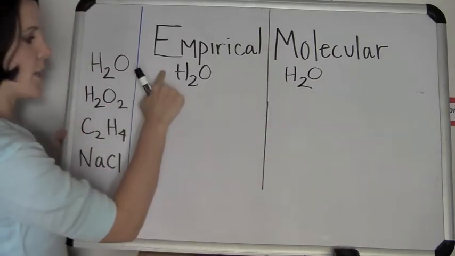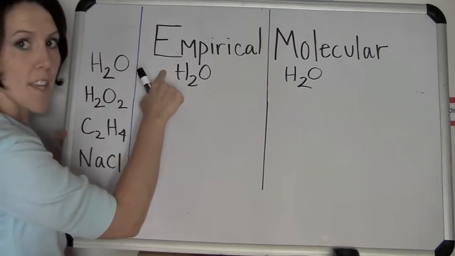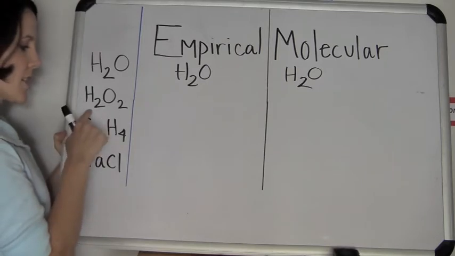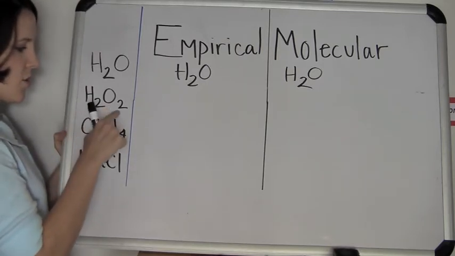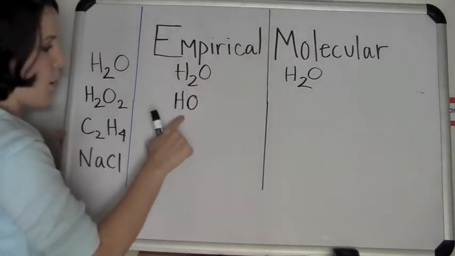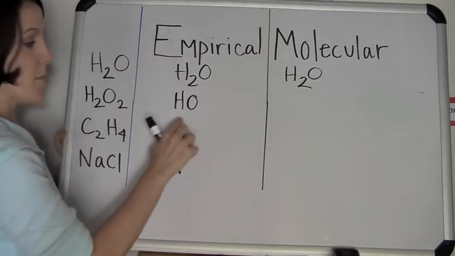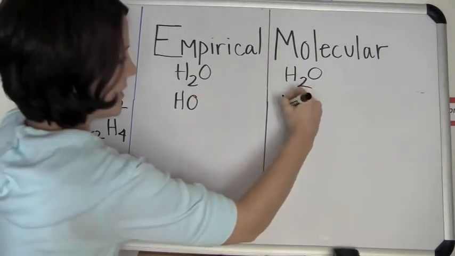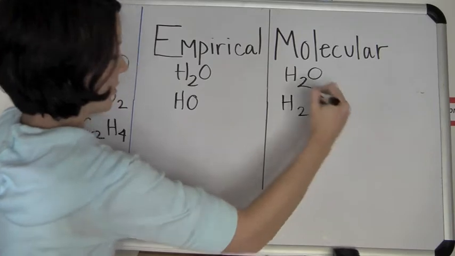The empirical formula is the smallest ratio of the atoms in that compound or molecule. So in hydrogen peroxide, there are 2 hydrogens and 2 oxygens. That could be simplified to represent 1 hydrogen and 1 oxygen because it's a 1-to-1 ratio. But the molecular formula is H2O2.